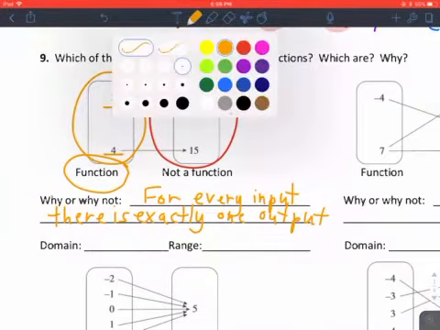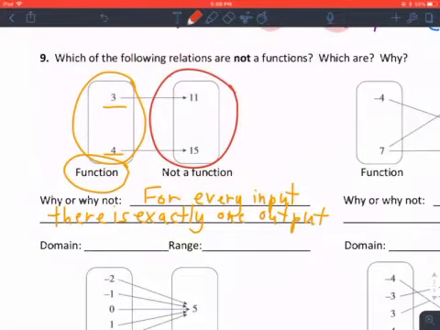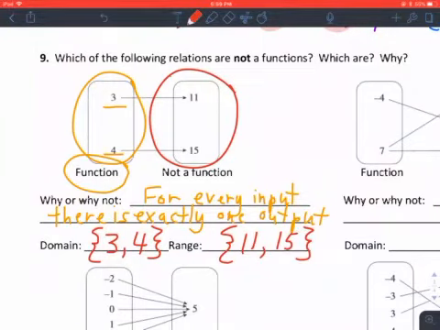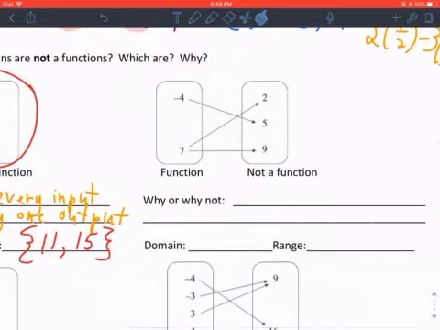Okay, so my domain are my inputs, or my x values. So my domain is 3 and 4, and my range is 11 and 15. Okay, so let's look at the second example in number 9. Is this a function? Yes or no, and why?